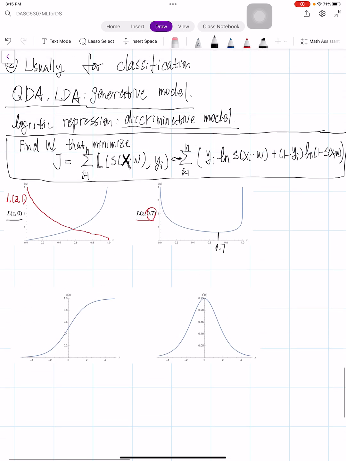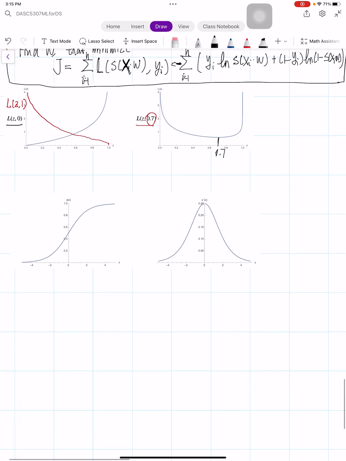Now, because there's no closed form solution, we can solve it by the gradient descent or stochastic gradient descent algorithm.